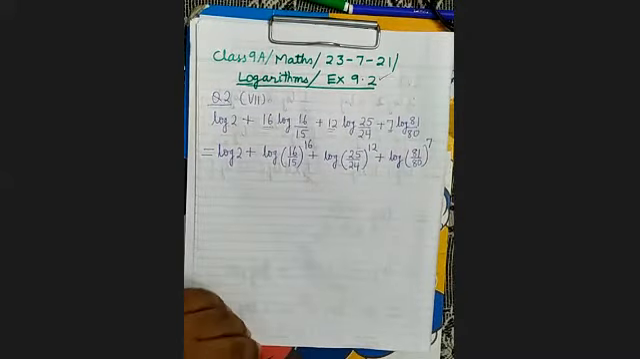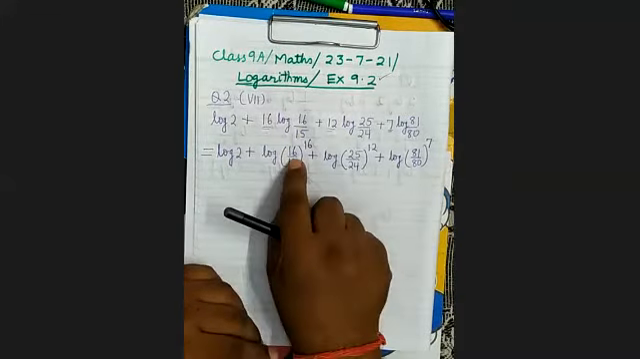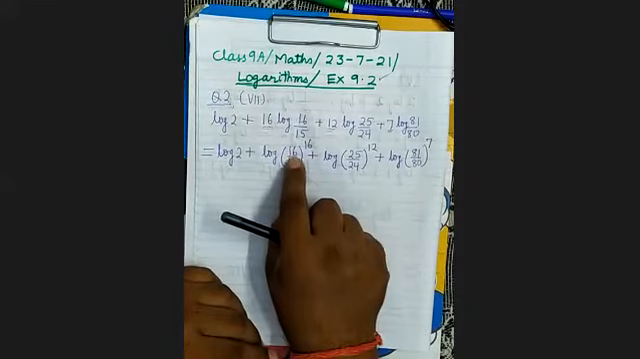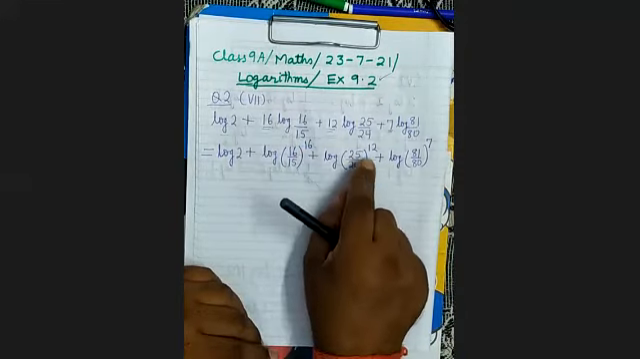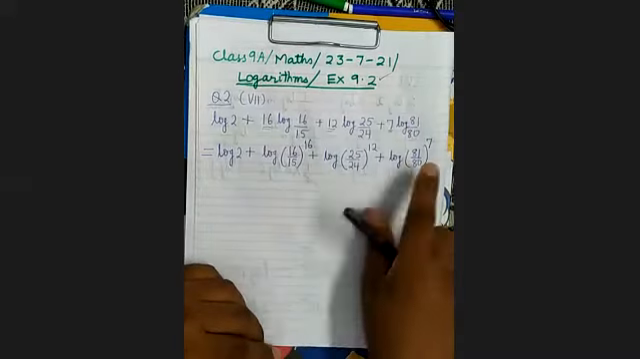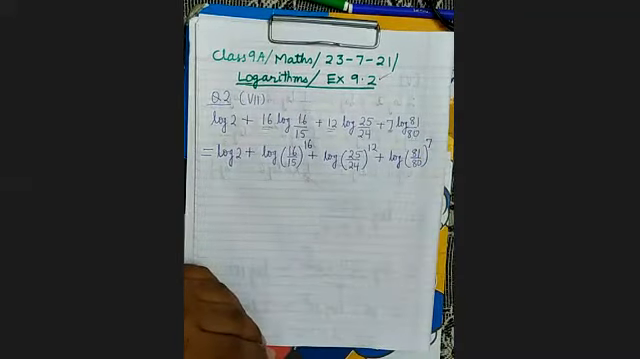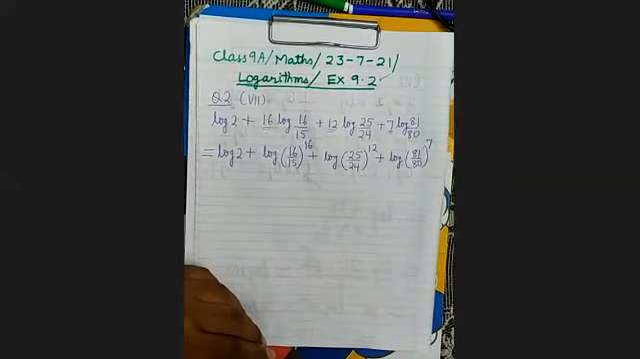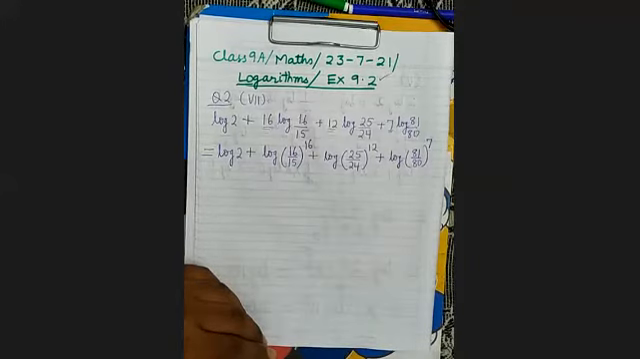you can see that you have to multiply 16 upon 15 how many times? 16 times. 25 upon 24 how many times? 12 times. 81 upon 80 how many times? 7 times. So this is very difficult. It's clear. We will not do it this way.